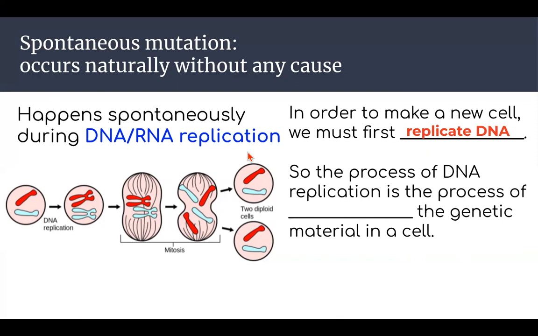And this process of replicating DNA means that you're duplicating the genetic material. The end result is to have two cells with identical genetic material, identical DNA or identical RNA. This is what it means by duplicating. They have to be identical.